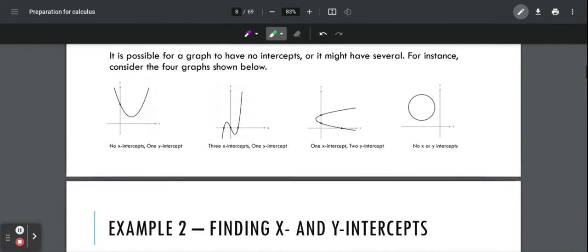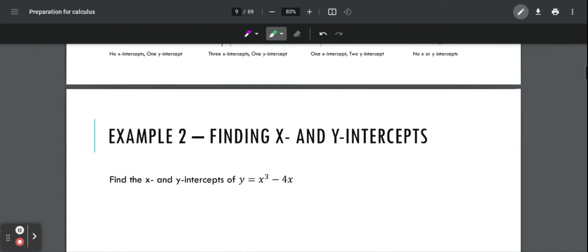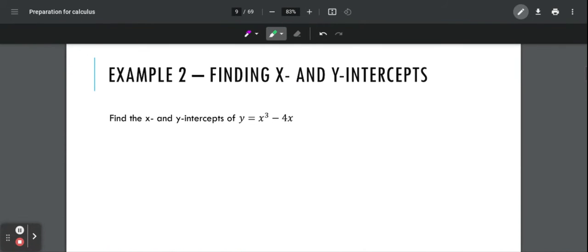So obviously there's lots of different options because we're not always going to be dealing with functions. So in this example, we're going to find the x and the y-intercepts. We're going to do this algebraically. So just kind of that reminder of how we would do it algebraically. Usually the y-intercepts are going to be the easiest to find.